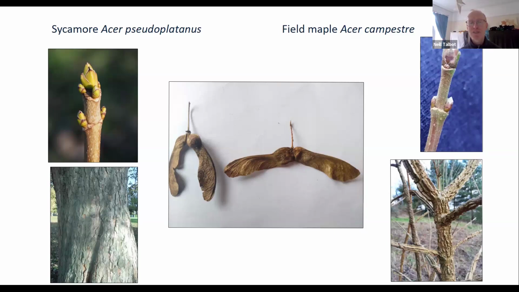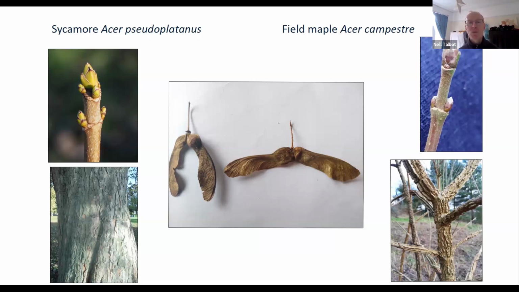So that's very different to the field maple, which they spread out horizontally. And generally they're similar size. I think this field maple was a particularly large specimen, and the sycamore I got was quite small. But the sycamore could quite often be bigger.